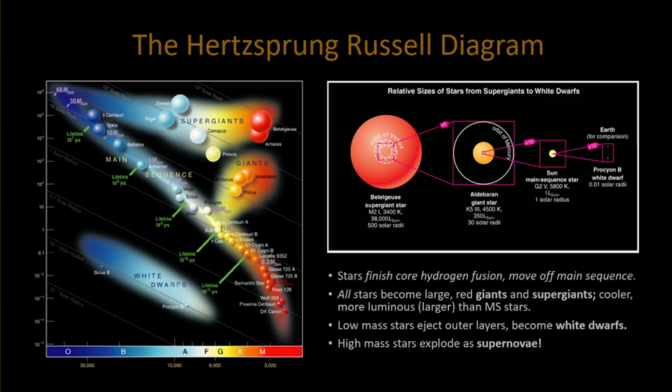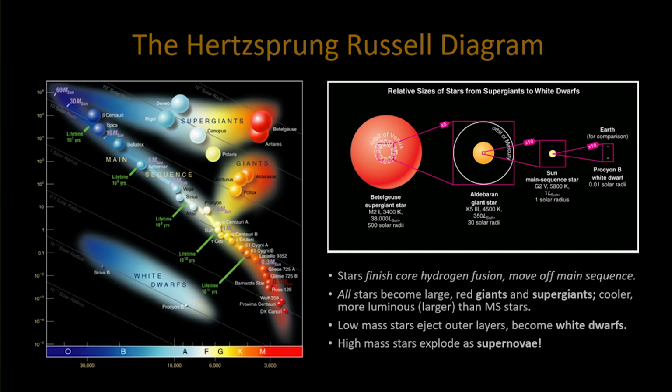Now, we can't watch that happen overnight. This takes many, many years. But we can take a snapshot of many stars and see them all at various stages. So in other words, really all stars are going to move up and right and become either giants or in a few cases supergiants, okay? And that's where those stars come from.